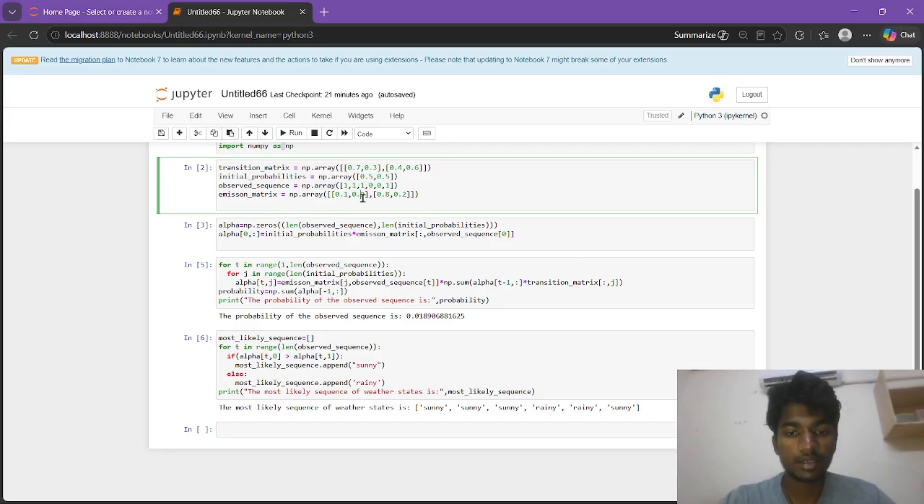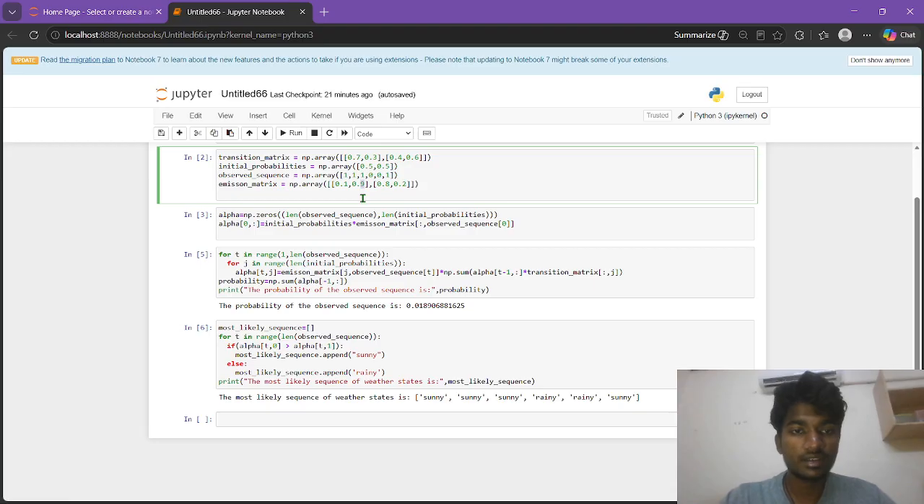Emission matrix. Coming to the emission matrix, it represents the probability of an observation being produced from a state. For sunny it is 0.1 in observation 0 and 0.9 in observation 1. Rainy it is 0.8 in observation 0 and 0.2 in observation 1.